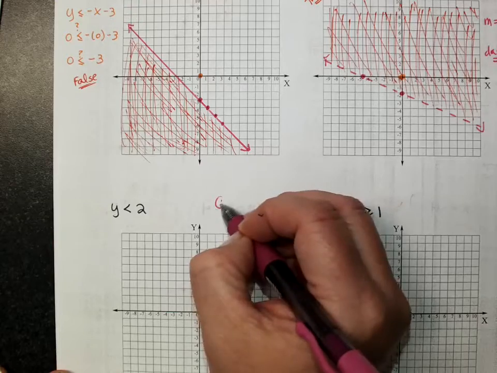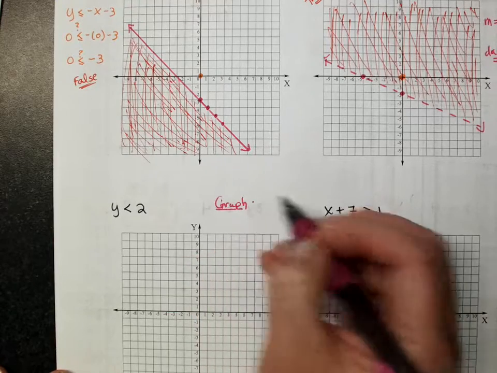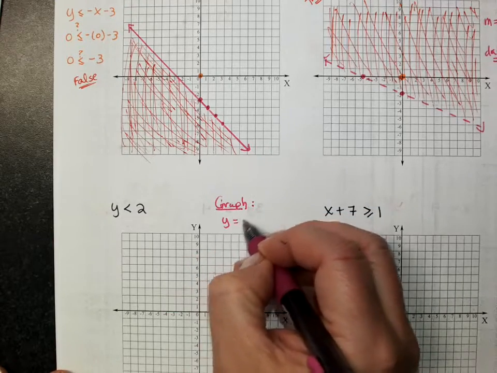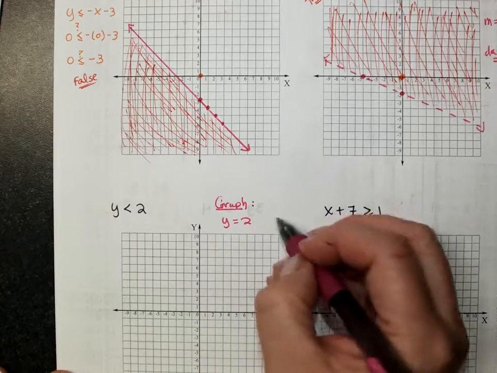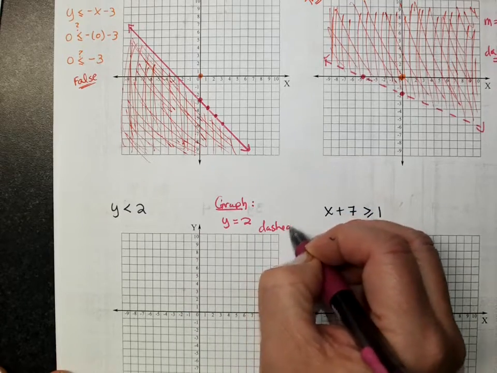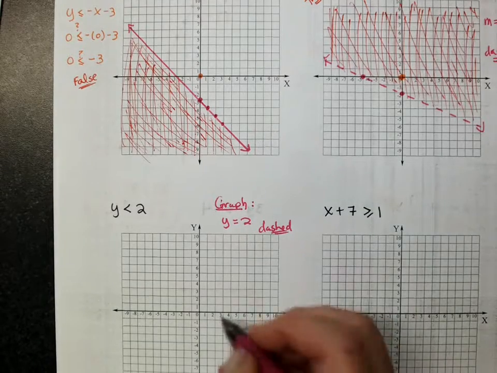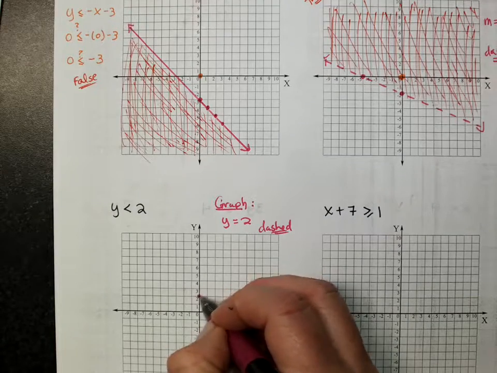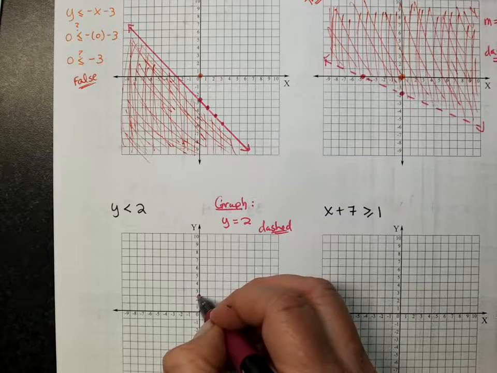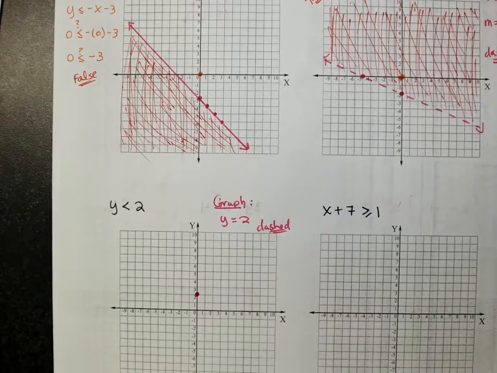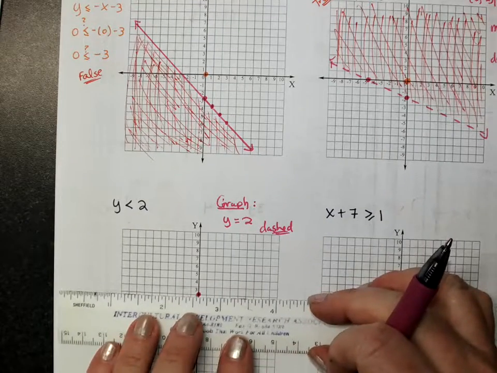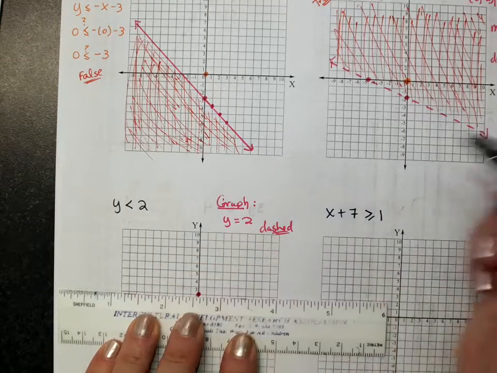Okay. So here we're going to graph y equals 2. And we're going to make it dashed. So I decide what I'm graphing, the equation I'm graphing, and whether it's going to be dashed or solid. Because it's a horizontal line, I don't need any other information than that. Just where it crosses the y-axis. And dashed.